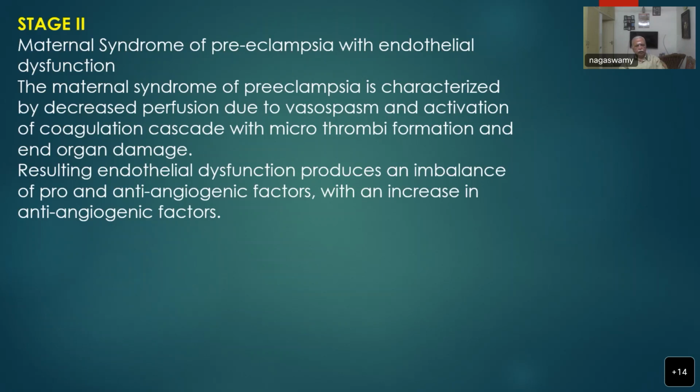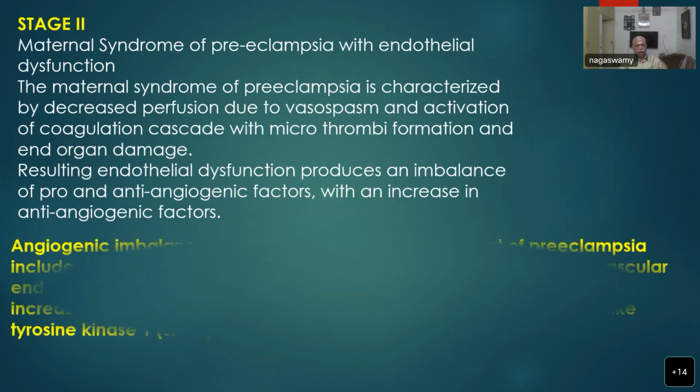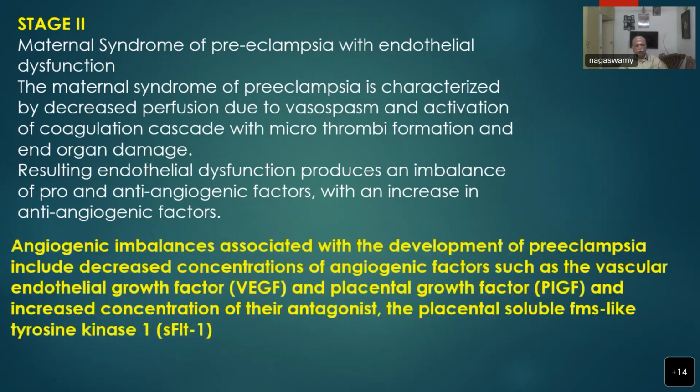This resulting endothelial dysfunction produces an imbalance between, so whenever the perfusion is affected, new blood vessel formation is always the repair mechanism that nature will try to attempt. So there are pro and anti-angiogenic factors which have an increase, but the pro-angiogenic, that is new vessel formation, is prevented by the anti-angiogenic factors. So this imbalance is considered to be the cause for the development of preeclampsia, and the factors are vascular endothelial growth factor and placental growth factor, and increased concentration of their antagonists.